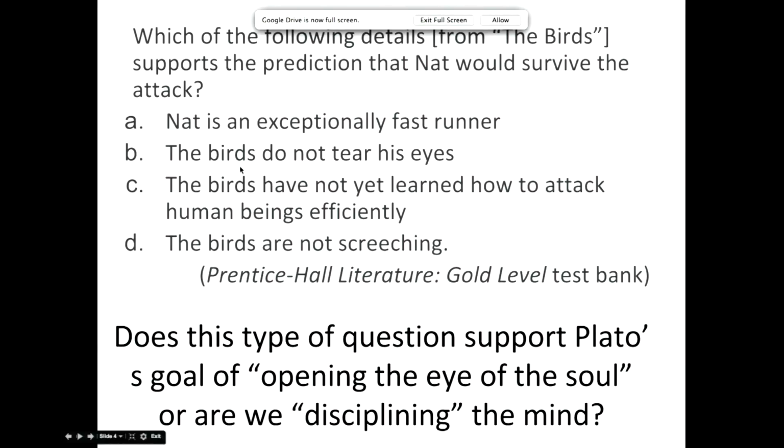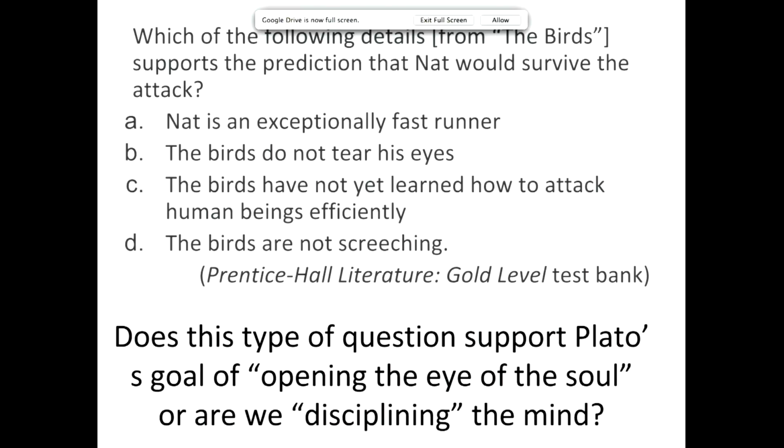Here is what I was doing last year. Which of the following details from du Maurier's The Birds supports the prediction that Nat would survive the attack? So if you've seen The Birds by Alfred Hitchcock, it was based on a short story written much earlier, which takes place in Great Britain, called The Birds by Daphne du Maurier.